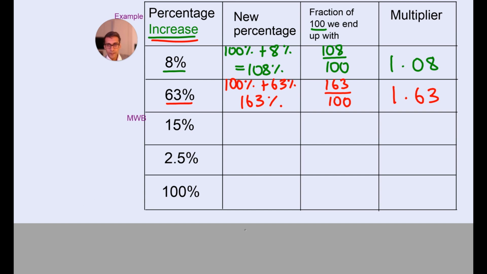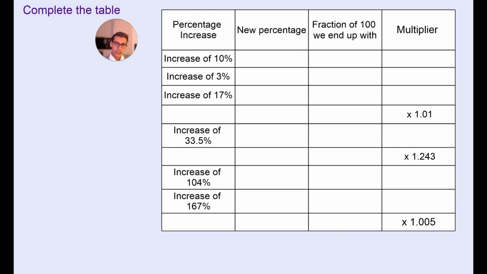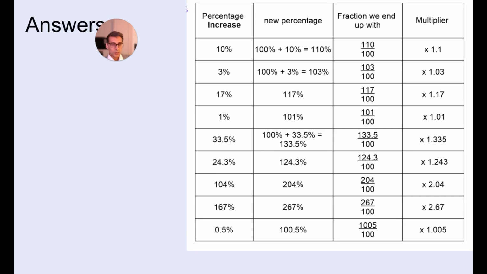Pause the video and have a go. I'm going to show the answers in 3, 2, 1. Here are the answers. Check your work. Make sure you've got all of these correct, because we're going to be using these in our calculations. Now here is an exercise for you to try. Copy this out, complete the table. In some of these cases you're going to be working backwards, so pause the video and have a go, and I'm going to show the answers in 3, 2, 1. This is what you should have got for your table.